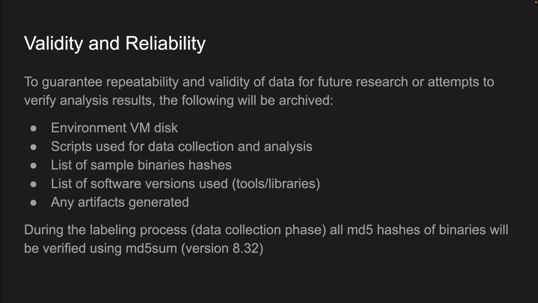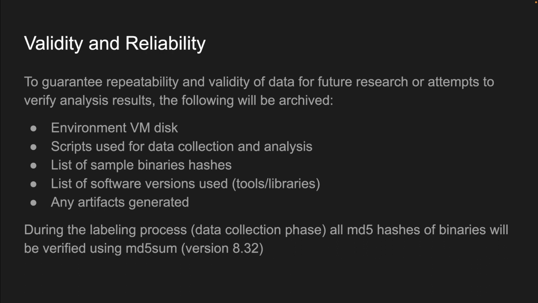So for the validity and reliability, to guarantee repeatability and validity of data for future research or attempts to verify analysis results, the following will be archived. So the environment VM disk, scripts used for data collection and analysis, the list of sample binaries and hashes, and then also the list of software versions used for the tools and libraries, as well as the environment itself, which I didn't mention is REMnux based on Ubuntu 20.04 Focal, and then also we'll archive any artifacts generated during the collection and analysis phases.